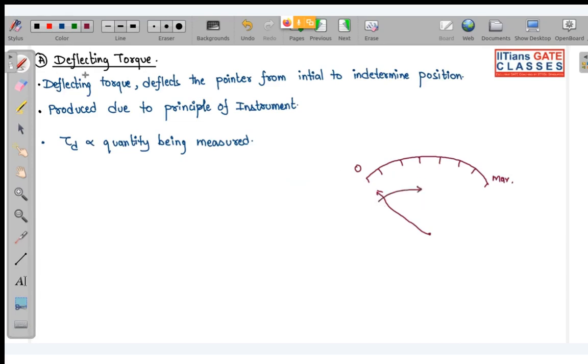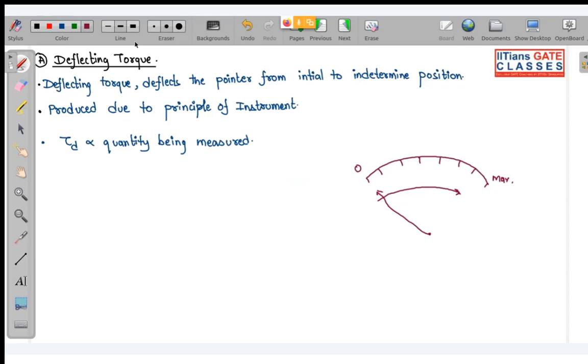Now this deflecting torque basically helps the pointer to move in this direction. Now why did I say indeterminate position? Indeterminate position means the position which we cannot determine. Suppose I have one instrument in which only deflecting torque is present, no other kind of torque is present. Don't write, first listen, then you can write.